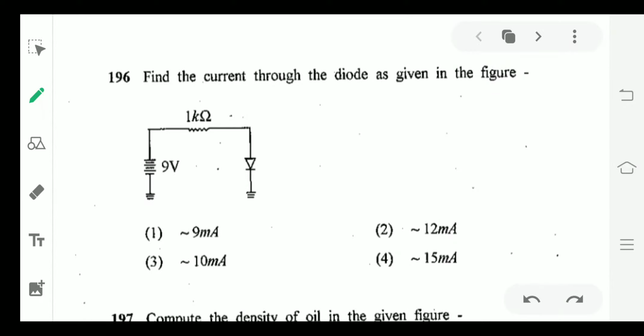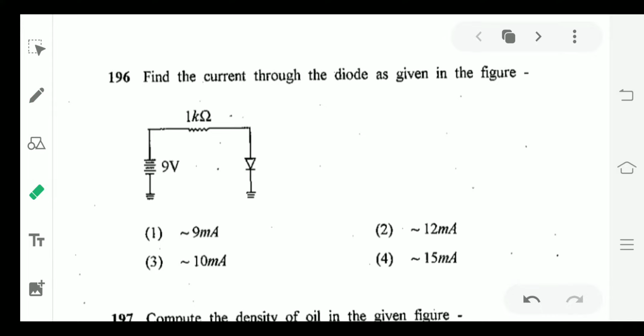Hello everyone, I am discussing RPSC Asia Physics paper 2011. So let's start. First question is, find the current through the diode as given in the figure. In this question we have to find the current across this diode.